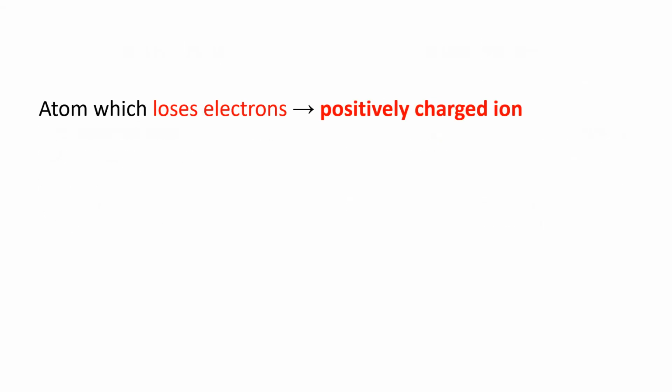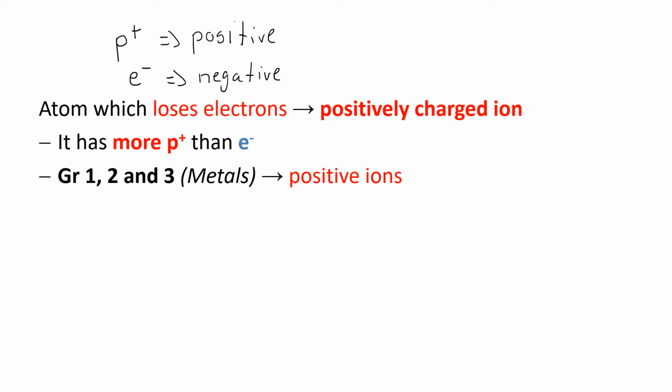So an atom that loses electrons is ultimately going to become a positively charged ion, because we need to remember protons have a positive charge. So protons are positive. Electrons are negative. So if I am losing electrons, I am becoming more and more positive. And this happens to elements in groups 1, 2, and 3.